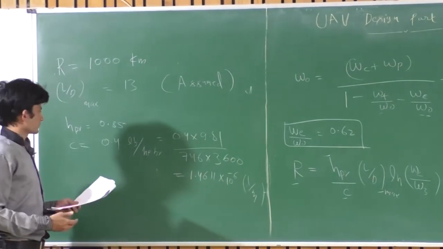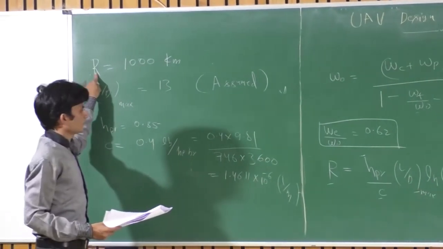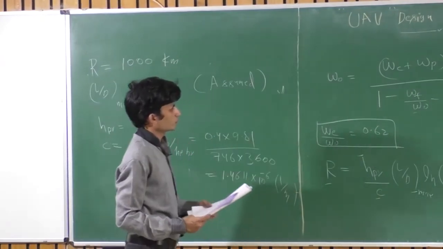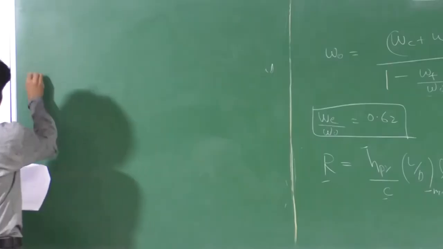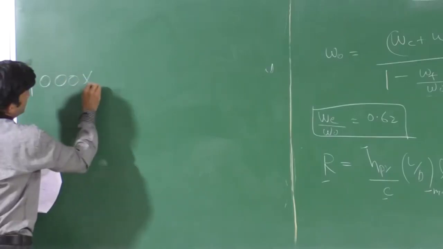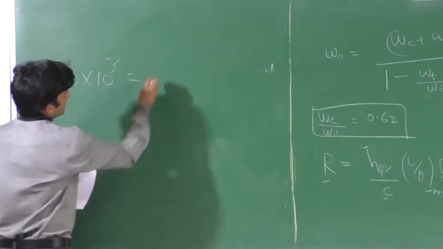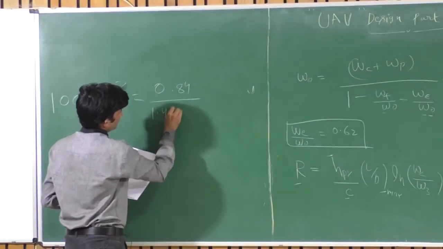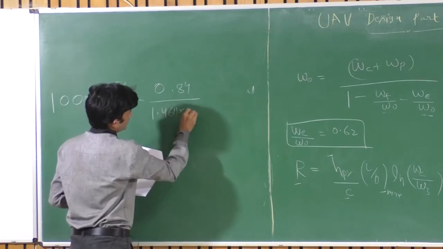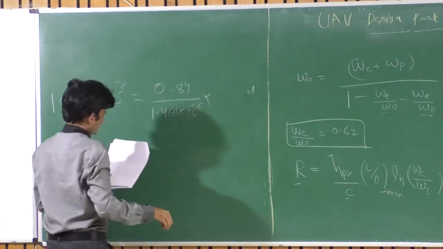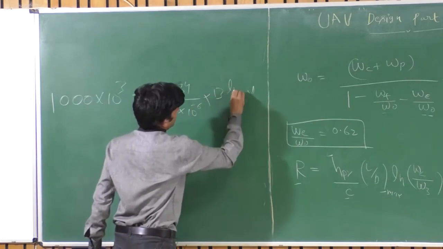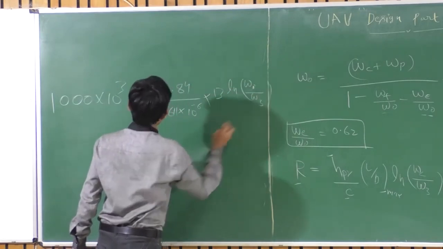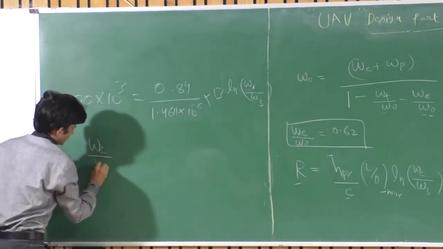So if you substitute this value, R value here, also eta PR and C here, you will get W2 by W3. Range is 10 power 3, okay? Then eta PR is 0.85, specific fuel consumption you got 1.4611 into 10 power minus 6, okay? Your L by D is 13, okay? Now ln W2 by W3, solve this.